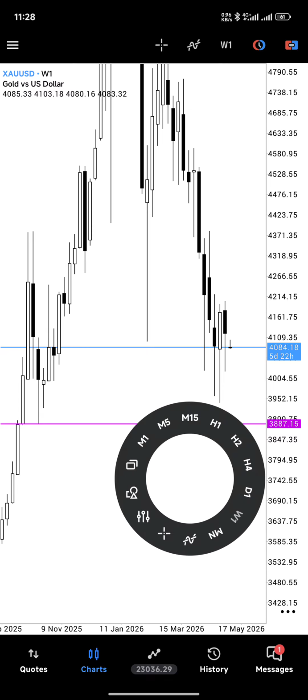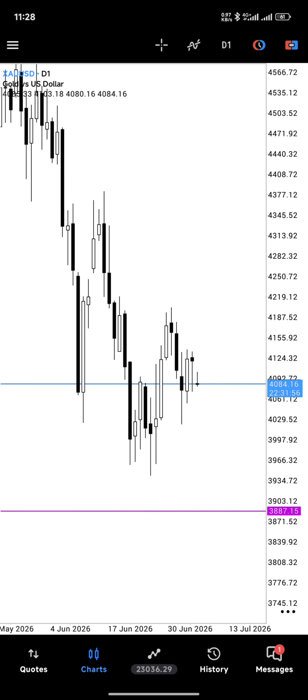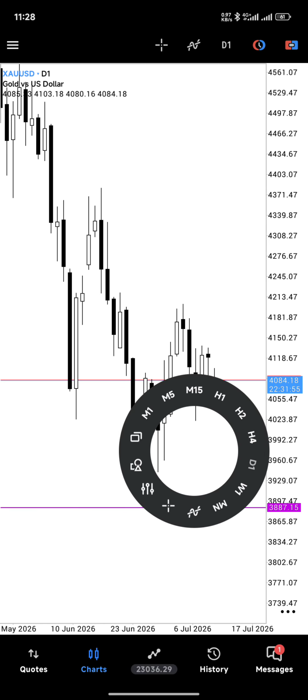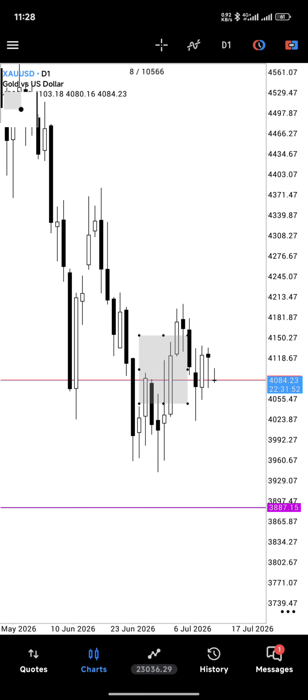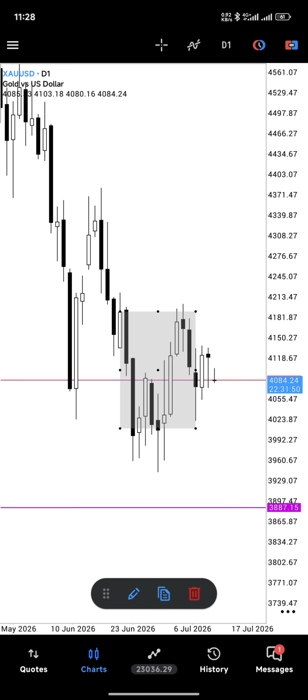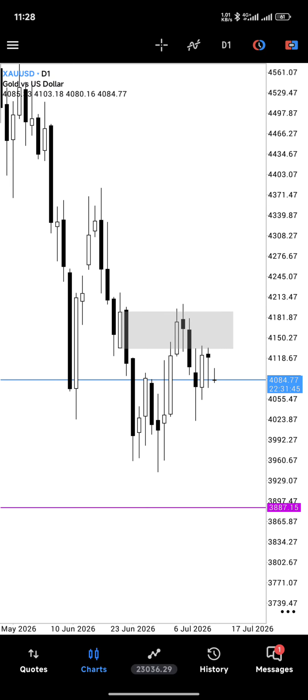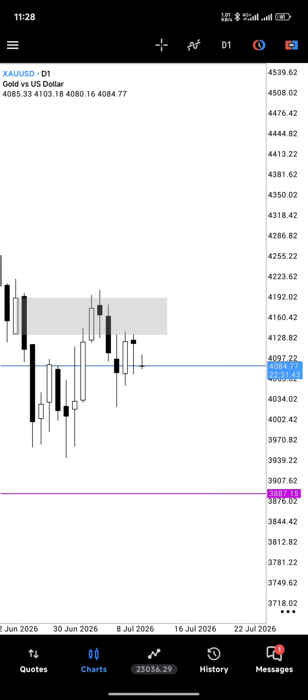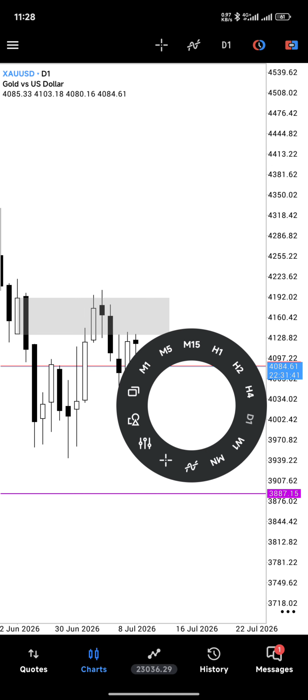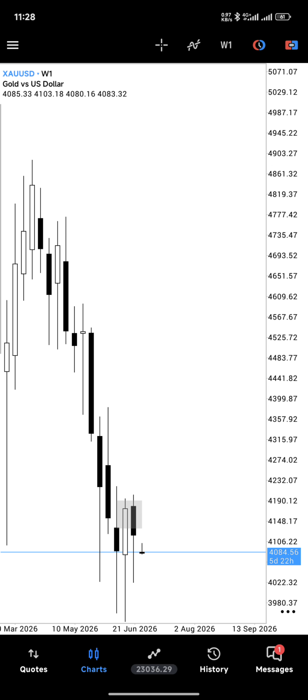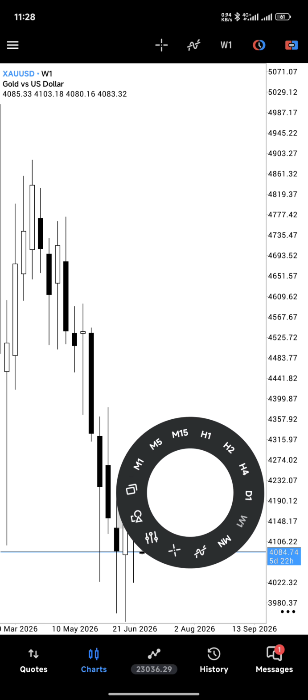Let's go to the daily time frame. On the daily time frame, you can clearly see that we have a daily order block here that the market is currently reacting from. So this is our daily order block the market is reacting from. You can clearly see last week closed below that daily order block. You can see it.